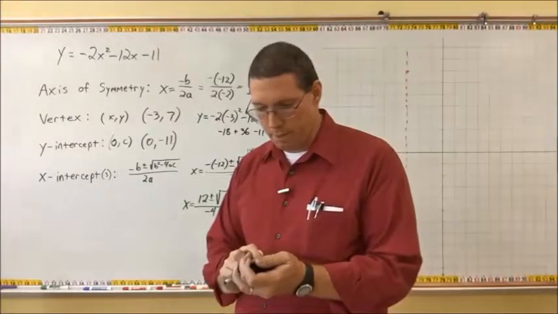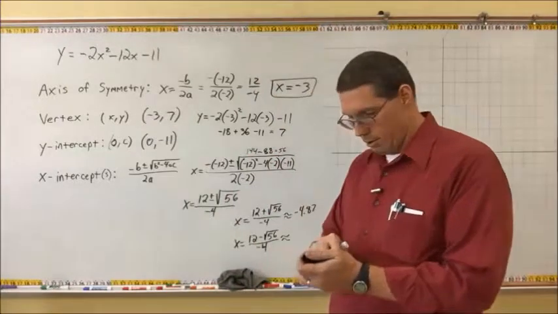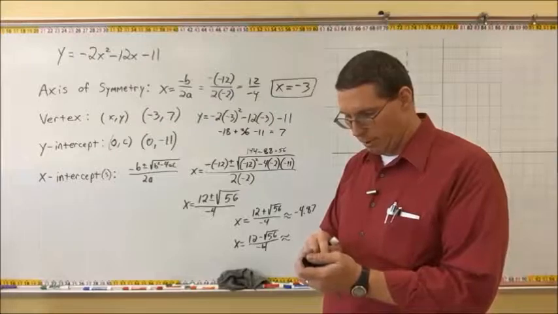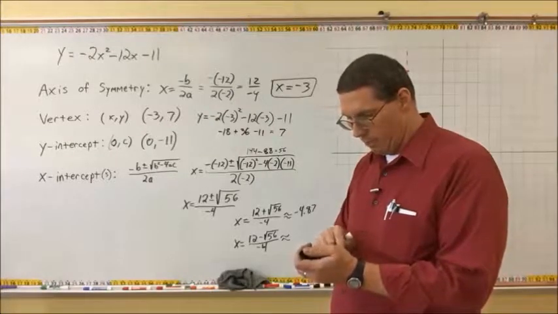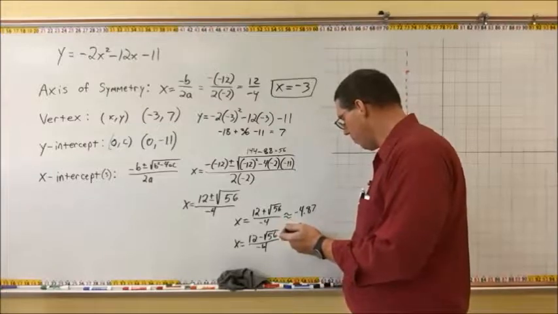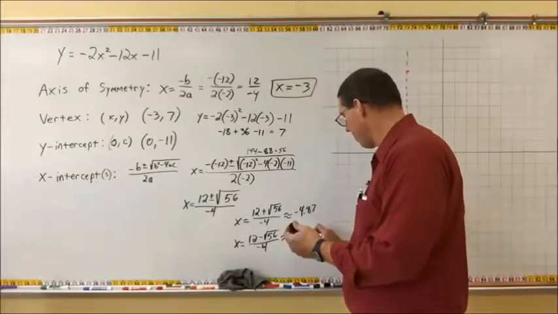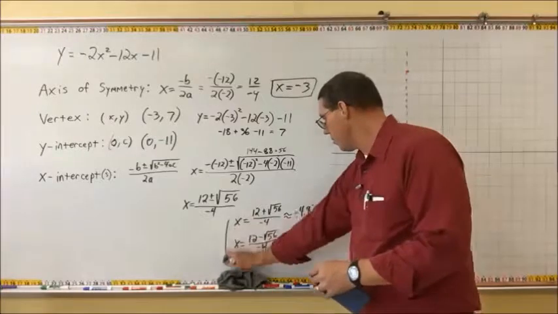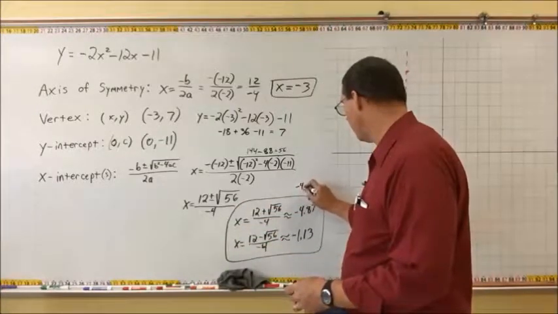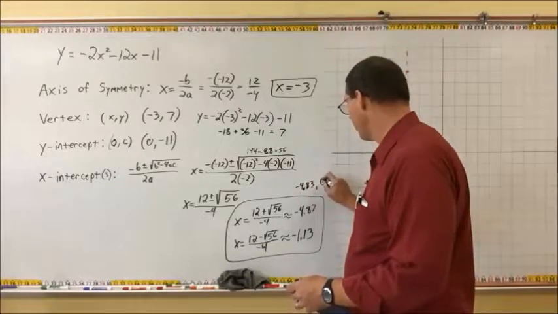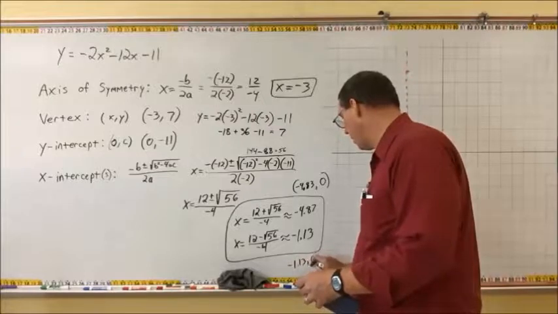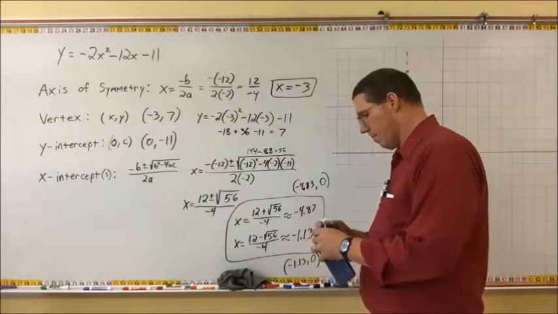I got 12 minus the square root of 56. I'm going to press enter, and I'm going to divide by negative 4, and I get approximately negative 1.13. Okay? So these are my x. Well, the x-intercept is actually negative 4.87 comma 0 is one of my points. And the other one is negative 1.13 comma 0, right?